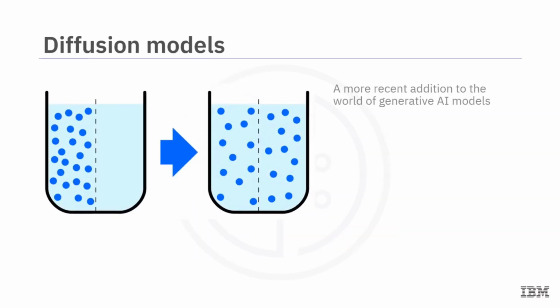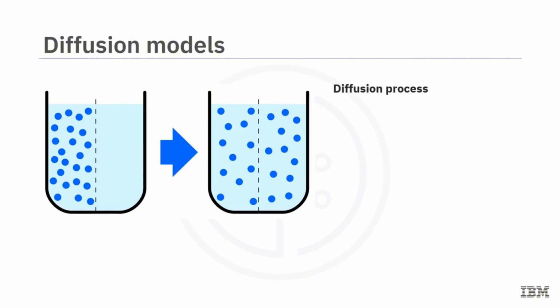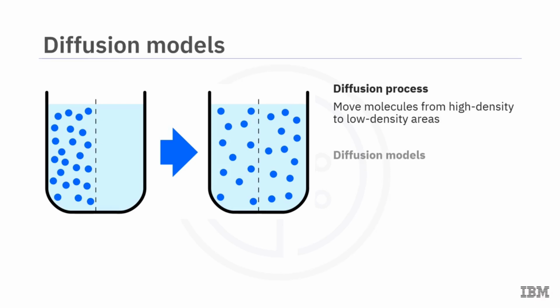Diffusion models are a more recent addition to the world of generative AI models. They address the systematic decay of data that occurs due to noise in the latent space. By applying the principles of diffusion, these models try to prevent information loss. Just as in the diffusion process where molecules move from high-density to low-density areas, diffusion models move noise to and from a data sample using a two-step process.